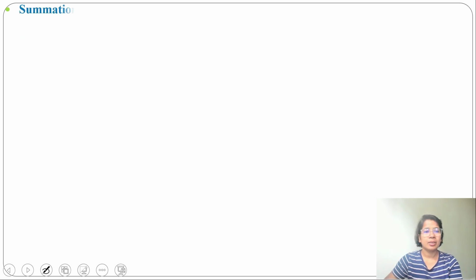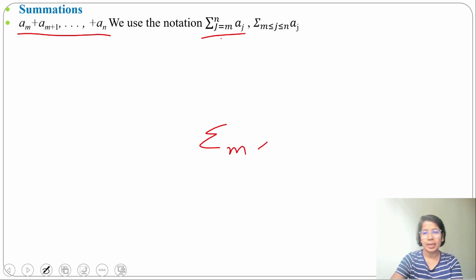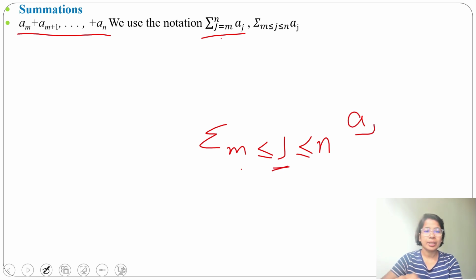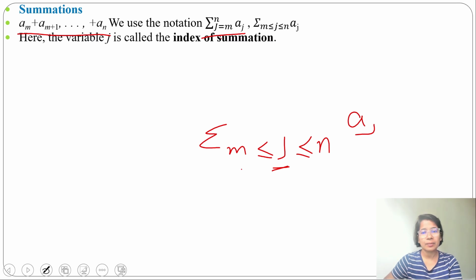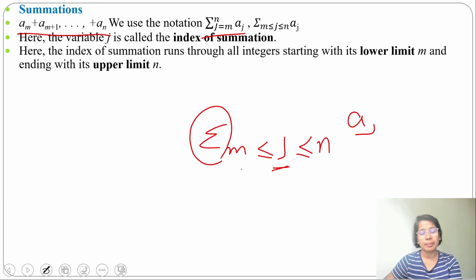Next, summation. Suppose we have a summation like a sub m plus 1 till a sub n, that we can write as sum j equals m to n of a sub j, or simply we can write m less than or equal to j less than or equal to n. So this j varies between m and n. Here this j is called the index of summation, and here the lower limit is m and the upper limit is n. And we use this symbol sigma for summation.